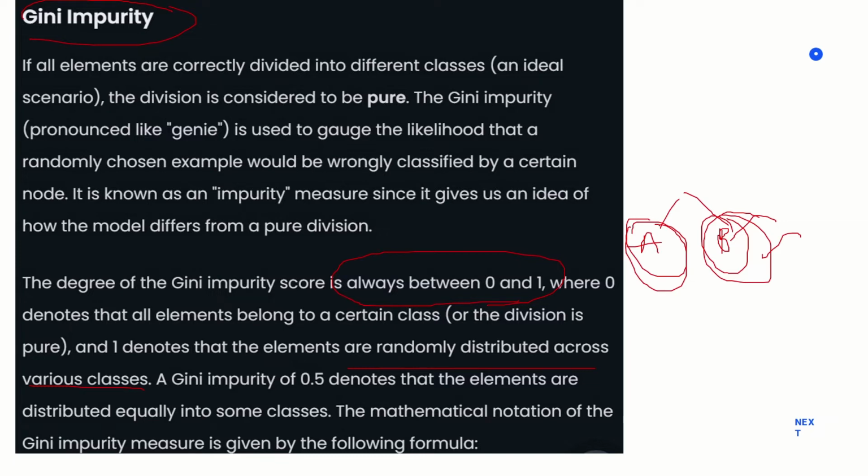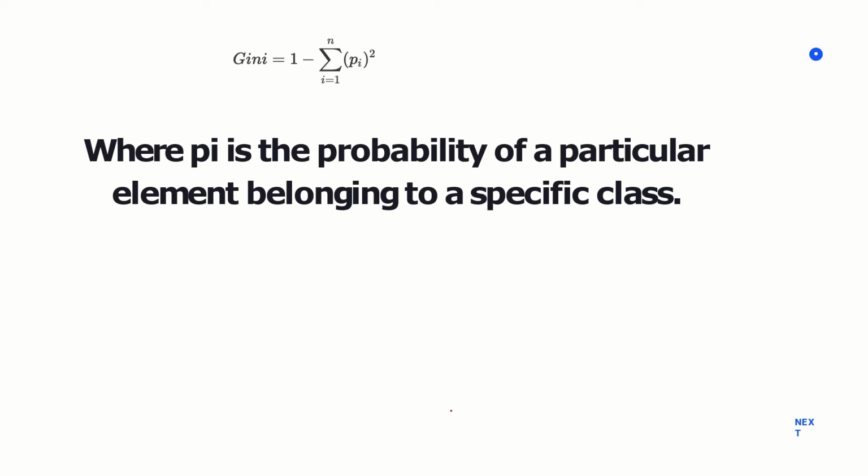So if the degree is 0, all of the data set lies in one particular class, and 1 denotes that it is randomly distributed. Again, an impurity of 0.5 denotes that the elements are distributed equally in both classes. So if we have 20 objects in our data set and they are divided into an equal number in each class, the degree of Gini impurity will be 0.5. The mathematical notation of Gini impurity is given in the next slide.